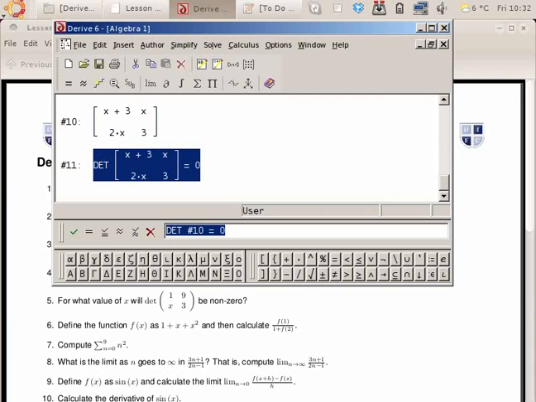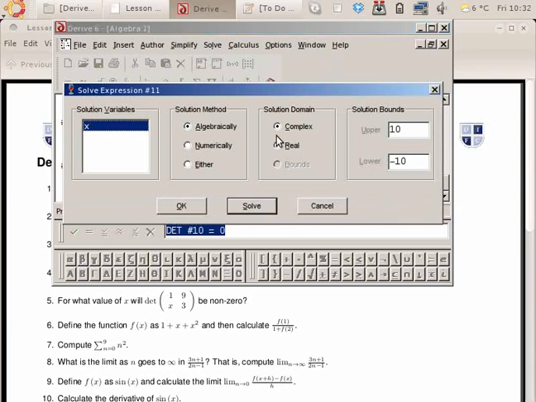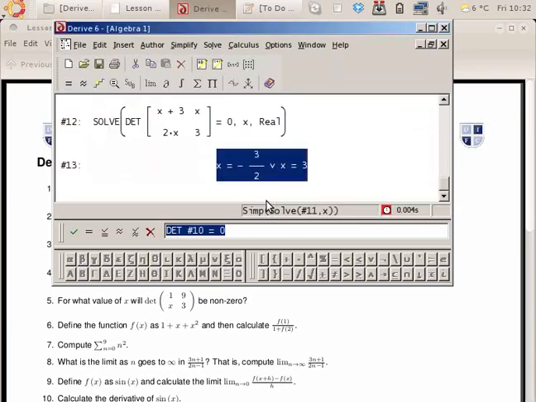You go to solve, expression, make sure you pick x to be real, and then solve. So solve expression real. So I got x is minus 3 over 2 or x is 3.